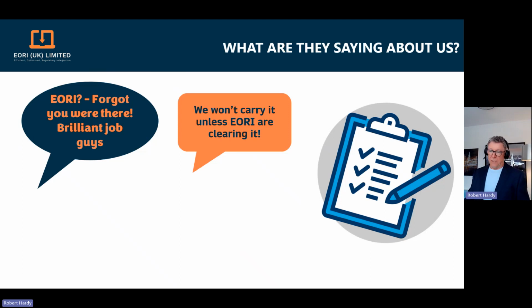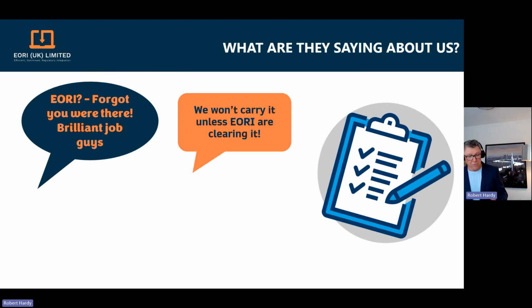Some of the carriers have actually gone, because they know they can get stuck in this MRN hunting scenario. So they've actually said that they won't carry it unless EORI are clearing it. That wasn't us hoodwinking anybody or capturing freight, as we were accused of by somebody at one point. It's actually us just giving access to our simplification so freight can keep moving.